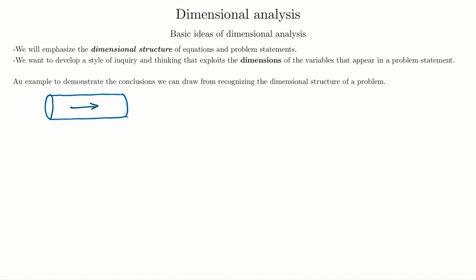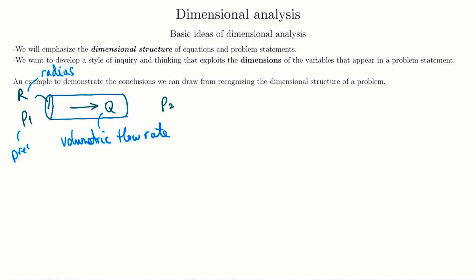And we're going to say this represents an artery in our body for blood flow, right? So I'll draw in what we know about this. We have our flow rate, the volumetric flow rate, Q here. We have a radius of this artery. And we have a pressure difference as it flows along the artery.